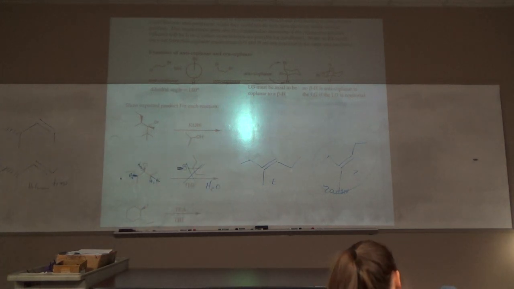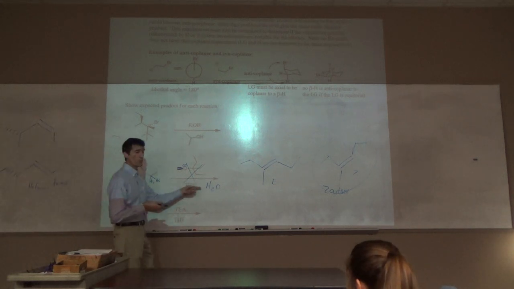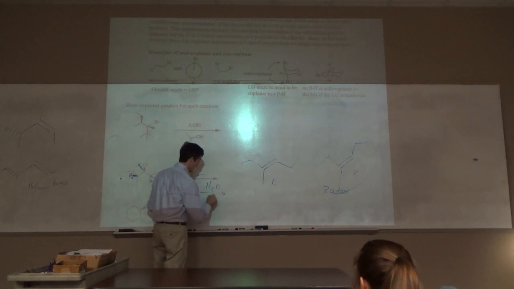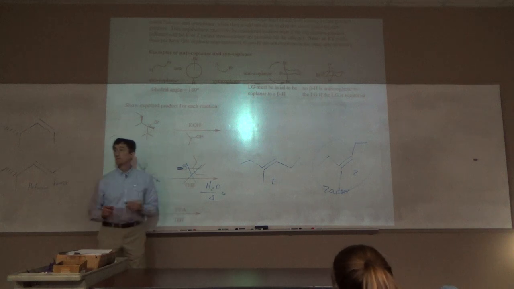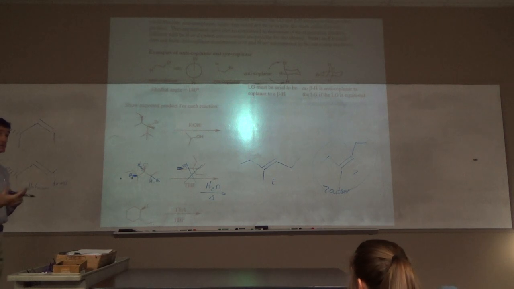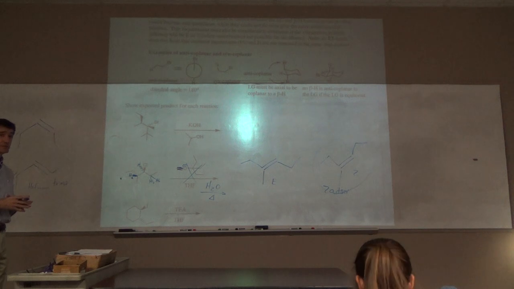Water is a weak base. Anything with lone pairs could be a weak base. Why water then? Anybody else? What would you do? Just stir this in water? Water and heat, maybe? Okay, why heat? Heat helps ionization. We know heat helps elimination reactions because it's entropy driven.